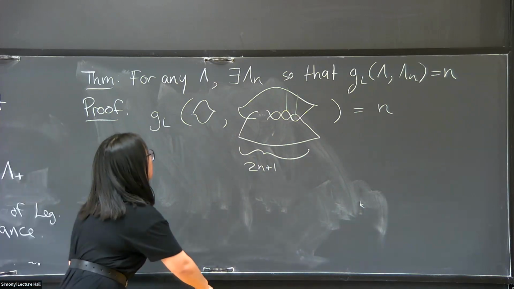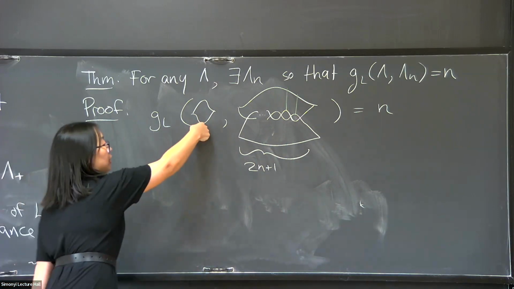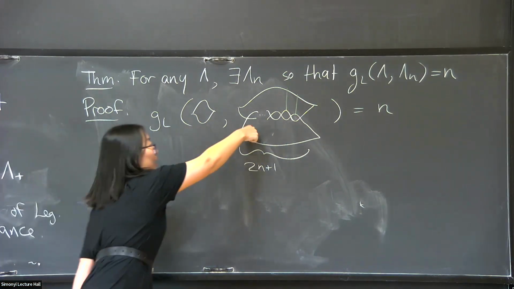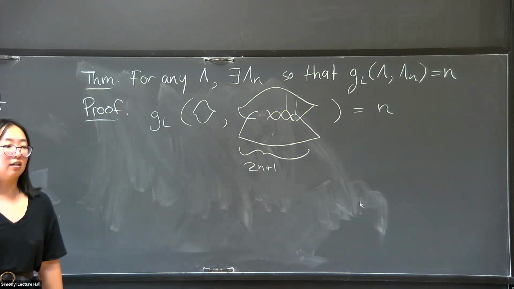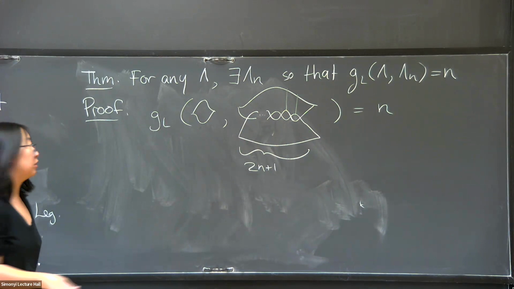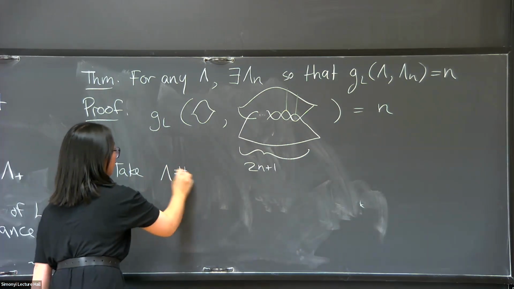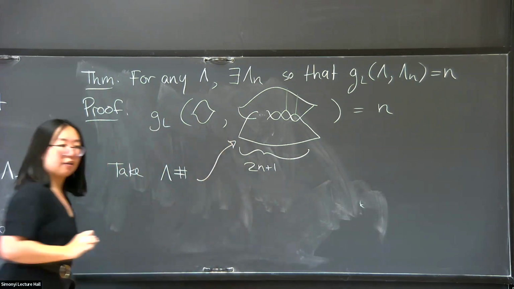So if I start with lambda, then I can just connect sum with this guy, and I get something that is genus n away from lambda. So take lambda, connect sum this guy.